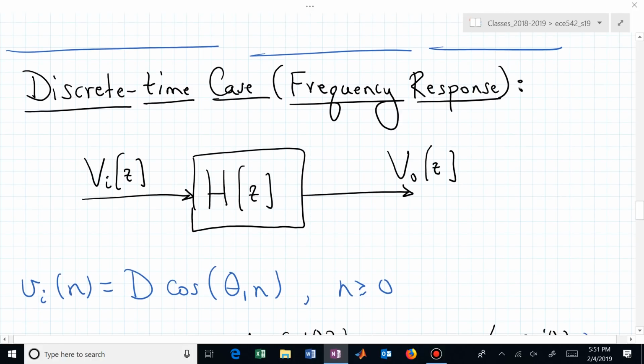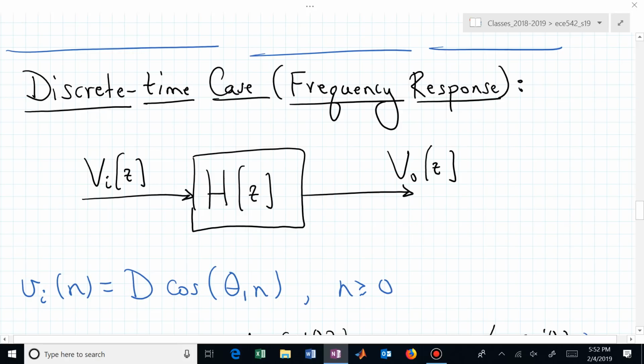The discrete time cosine, let's say, has an amplitude of d and an argument of theta sub 1 n, where you're taking the cosine of something, so that argument needs to be an angle, probably in radians. So theta sub 1 is radians per sample, and n is the number of samples. And you can see then that v sub i of n is going to be this oscillating waveform.